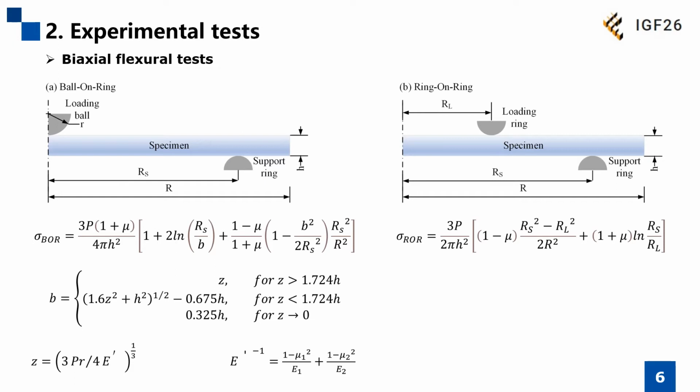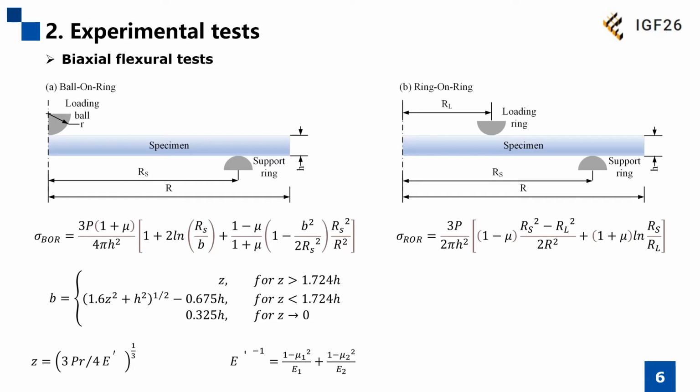For bending tests, 3-point bending and 4-point bending tests are the simplest traditional flexural test methods. However, edge defects introduced during the specimen's manufacturing process may affect the testing results for bar-shaped specimens. Biaxial flexural tests have been developed to overcome this problem.